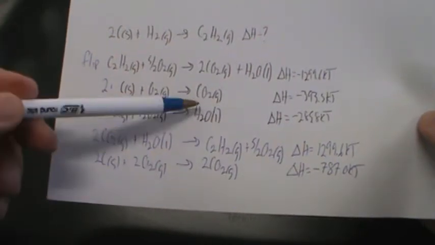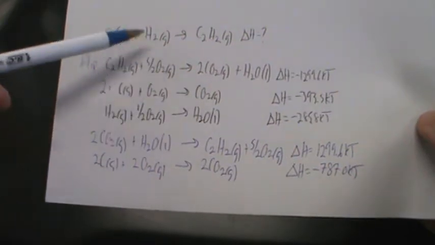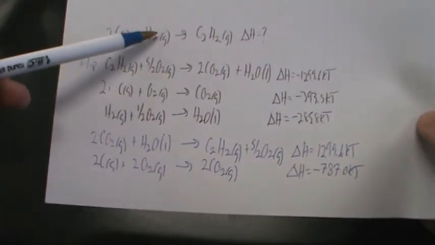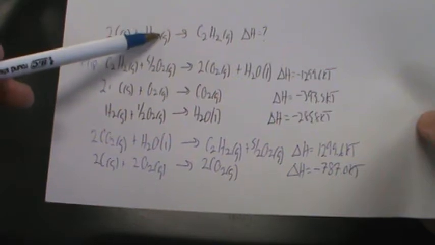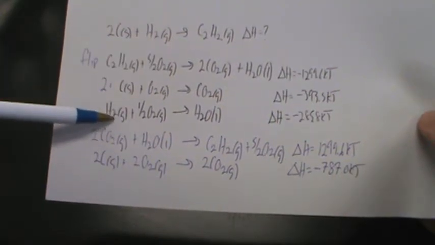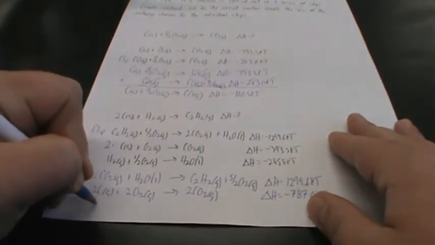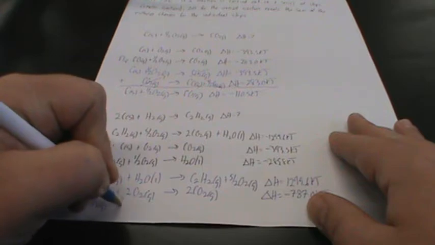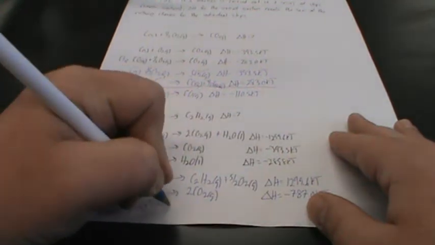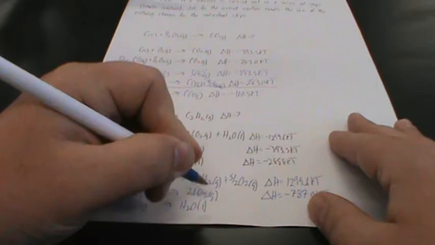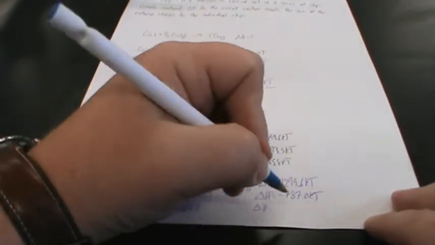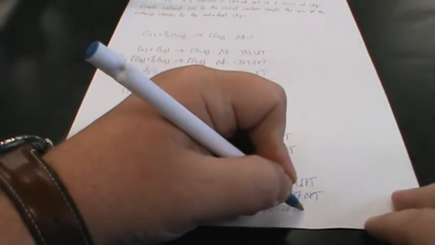Now our last one. We have H2 plus 1/2 O2 yields H2O. Well, we have H2 on the left-hand side by itself. So for this last one, we're just going to leave it alone. So change in enthalpy is still going to be a negative 285.8 kilojoules.